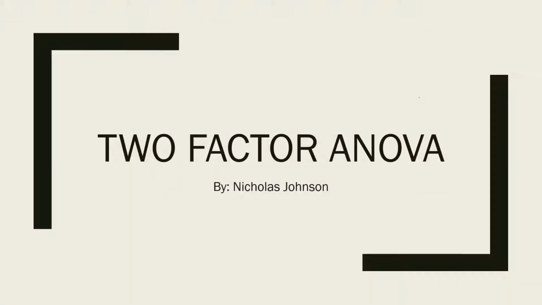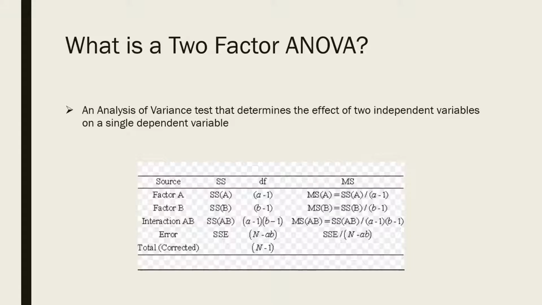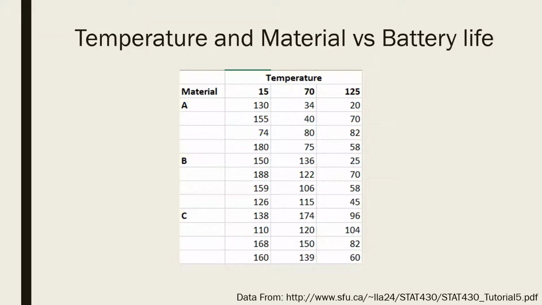This is a quick video on the two-factor ANOVA. A two-factor ANOVA is an analysis of variance test that determines the effect of two independent variables on a single dependent variable using these formulas. Of note, you not only get the effect of factor A and factor B, but the effect of the interaction between A and B on the dependent variable.